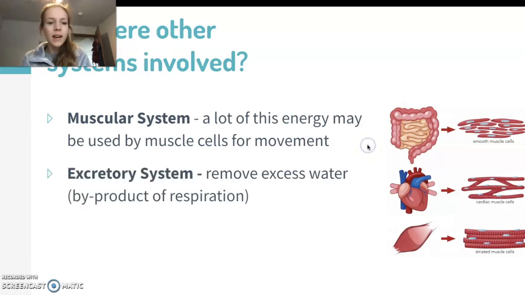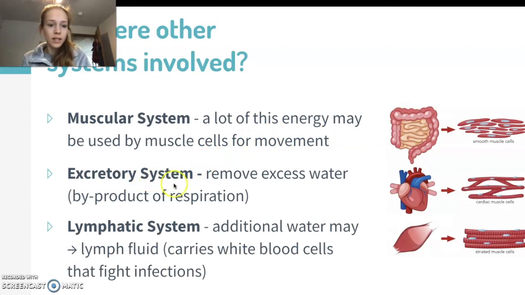The other part I want to think about is this water that we make in respiration. Where does it go? Well, water is water, so it could be used anywhere in the body, but any excess water might be removed through the excretory system. Or it might become a part of lymph fluid, which is part of your combat to fight infections. And your lymph fluid carries things like white blood cells. And so maybe the water is going to become a part of the lymph fluid. So any of those systems really could be considered indirectly part of cellular respiration.